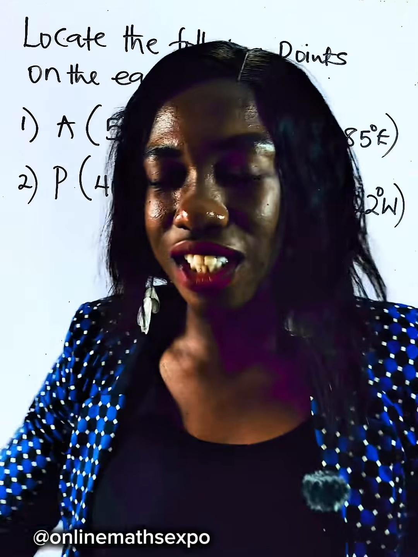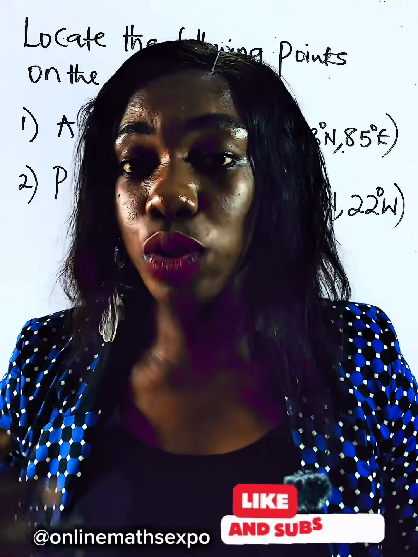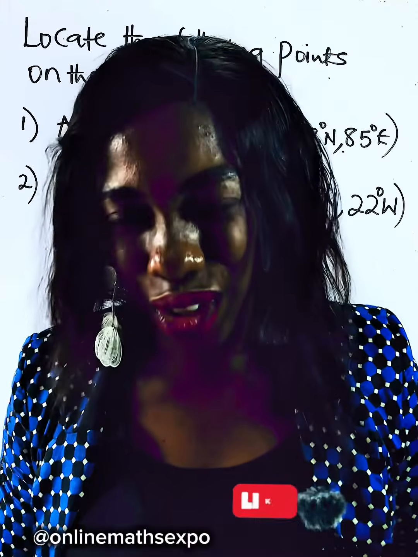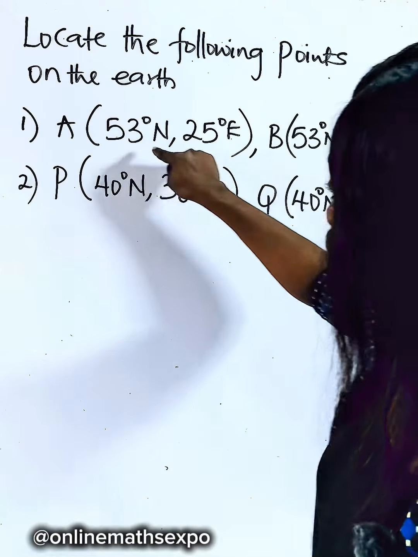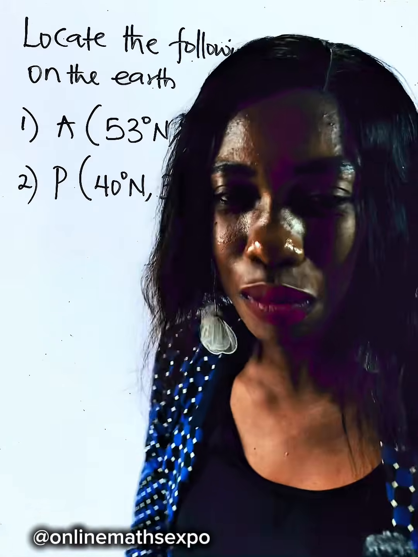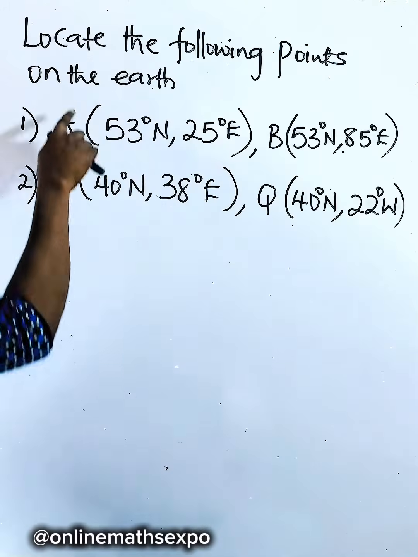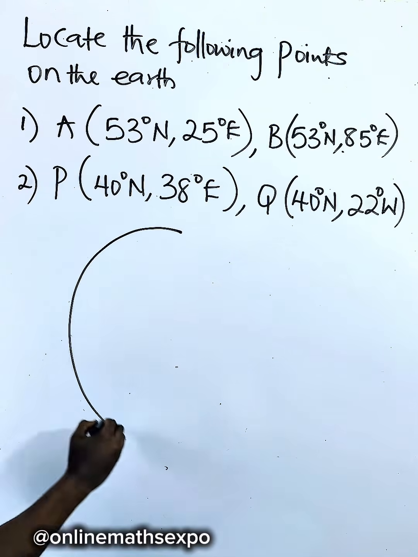In my first teaching, I taught you how the earth is being divided and what we call each part of the division. Ensure to go through it. Now, I will just go straight to answering this. I'm going to teach you the first one, then you try the second. Ensure to participate actively. So to locate these points on the earth, we just use our sphere.